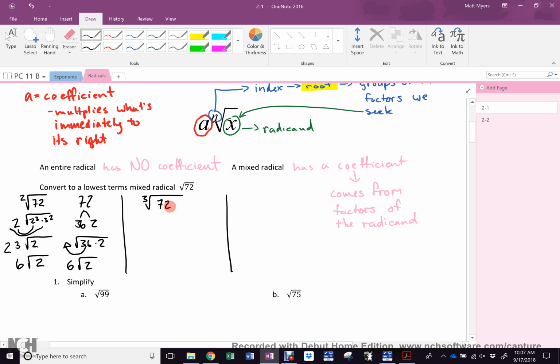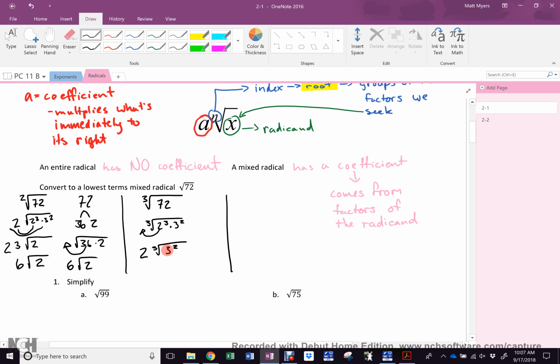Now in this block, I want you to put a little 3 there and keep 72. What's changed? The index is a 3, which means I am no longer seeking groups of 2. What am I seeking? Groups of 3. But we do the same thing because math makes sense. We break it down and it's 2 cubed times 3 squared. Is there a group of 3 there? Yes. So out comes a 2. 2 cube root 3 squared. Now 3 squared you can leave like that or you can write it as 9.